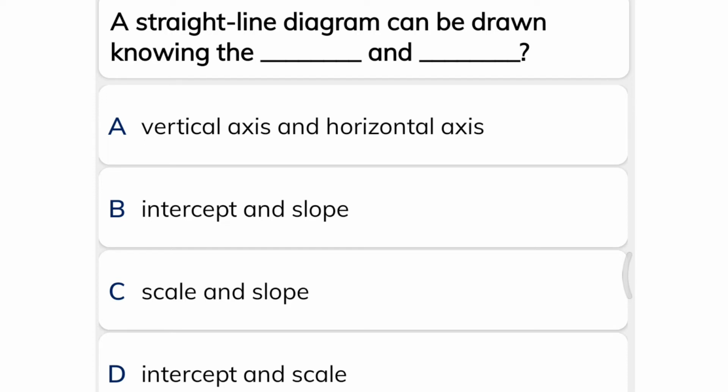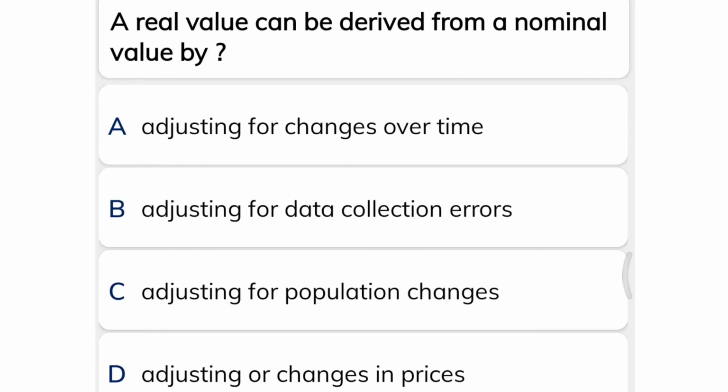A straight line diagram can be drawn knowing the dash and dash. Option A, vertical axis and horizontal axis. Option B, intercept and slope. Option C, scale and slope. Option D, intercept and scale. The correct answer is option C.